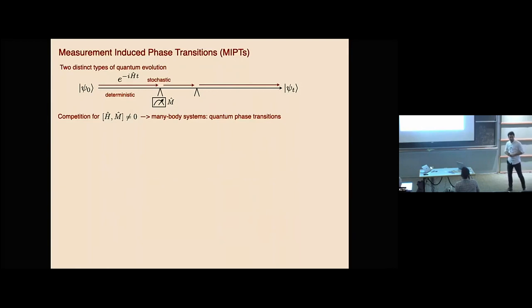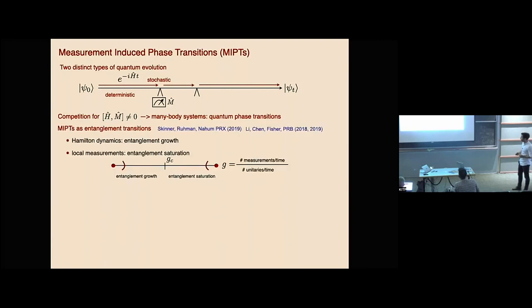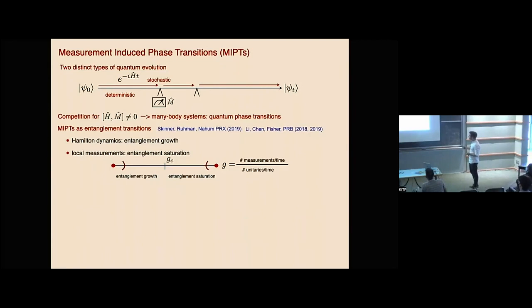And in a many-body system, this competition of operators lets you expect that there could actually be something like a quantum phase transition in these wave functions. In fact, this has been shown nicely in these two groundbreaking works, where the basic picture is really simple. Hamiltonian dynamics leads to entanglement growth. Local measurements, precisely local measurements, lead to entanglement saturation. These works have shown that there is indeed a finite competition between the number of measurements you throw onto the system per unit time versus the number of unitaries you throw per unit time, leading to a phase transition at a finite competition strength g_c, which surfaces in the scaling of the entanglement growth.